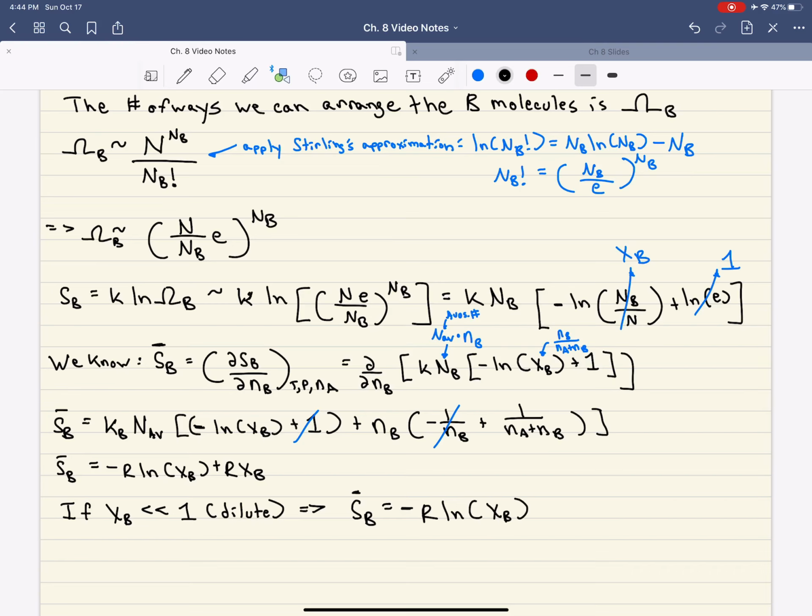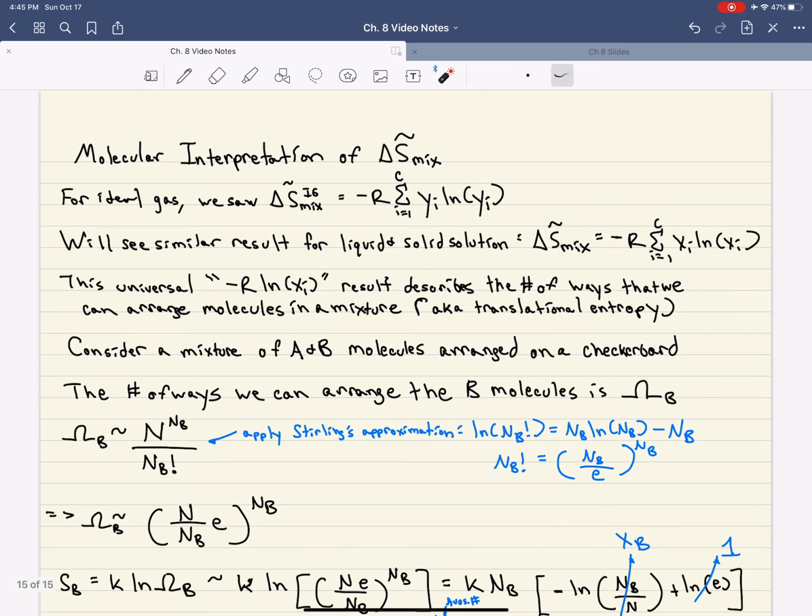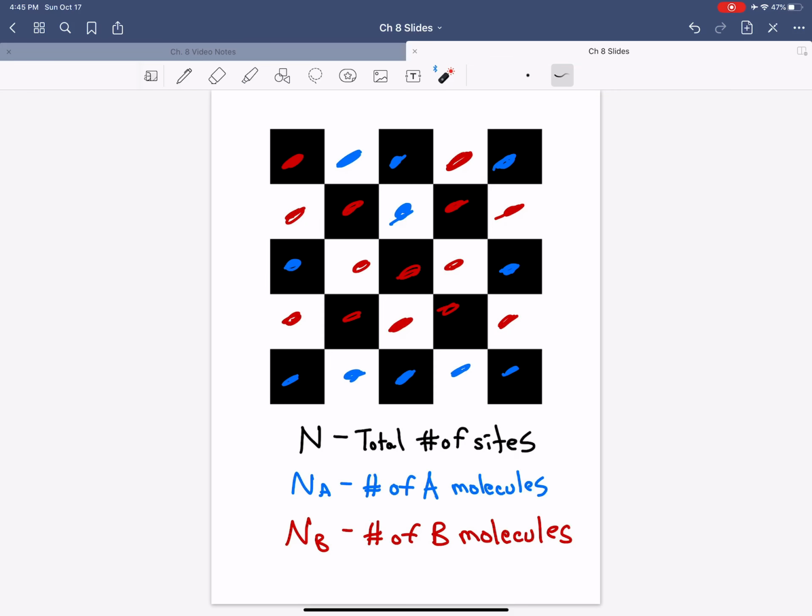Okay? And so from a molecular perspective, we could still reason out a way why this sort of term keeps popping up whenever we look at the entropy of mixing. Right? And so what the entropy of mixing is describing is just the number of different ways you could arrange the molecules within your mixture.